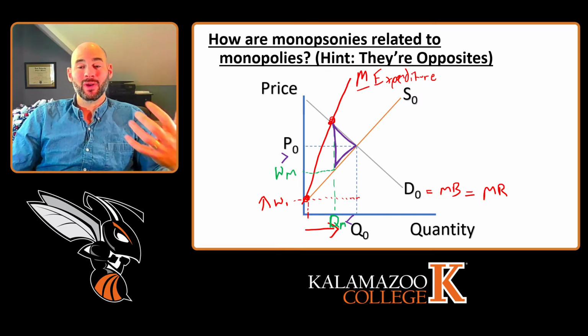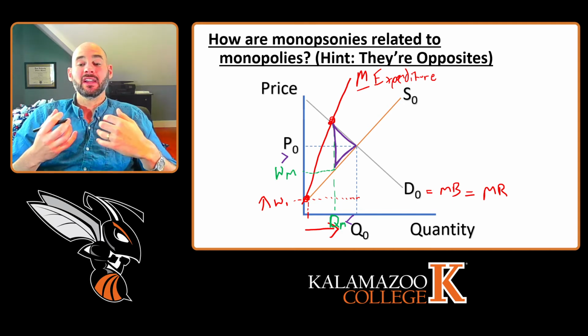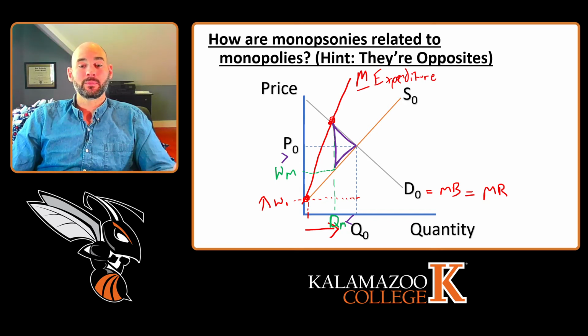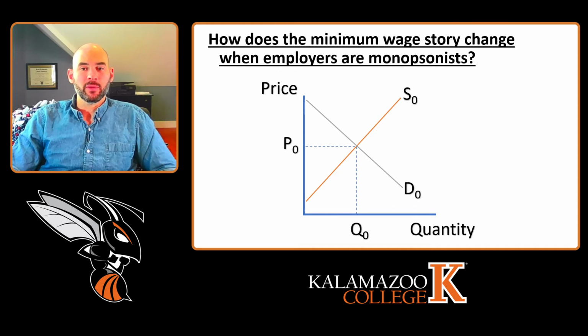So now we're going to think about how we can use government price regulations as a way to achieve that more efficient outcome. So to show how the minimum wage story changes when employers are monopsonistic instead of perfectly competitive, let's once again illustrate our marginal expenditure curve. Consider where our monopsonistic levels of employment would be, QM, and what wage they would be paid, WM.